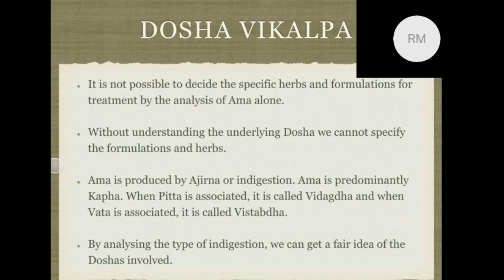But by assessment of ama alone, we cannot decide which are the exact herbs that need to be chosen to treat the disease. In order to decide what herbs are to be taken, we need to assess the doshavikalpa. So it's not possible to decide the specific herbs and formulations by just ama assessment. So we have to now understand the underlying dosha. Even by assessing ama, we can to some extent understand what dosha is involved, because when ama is very heavy, we understand that it is due to kapha. And when pitta is associated, it produces burning sensation and other symptoms. And this kind of ama is called pitta. And when vata is associated, it causes flatulence and other disturbances related to vata.